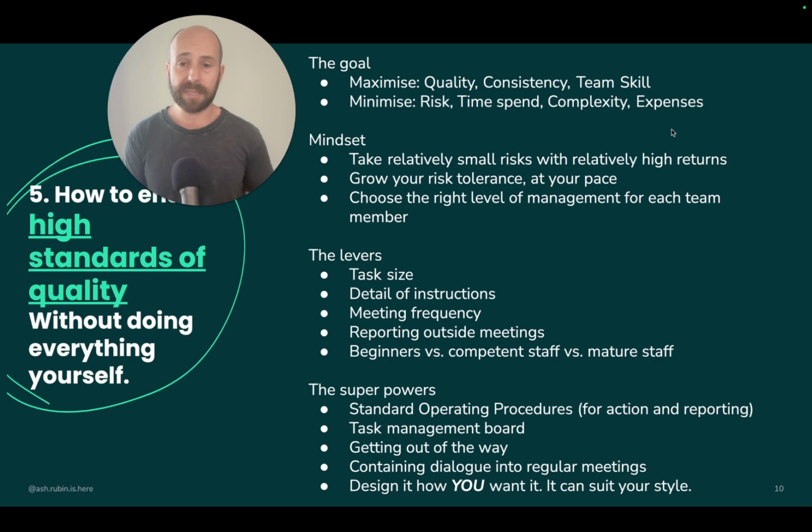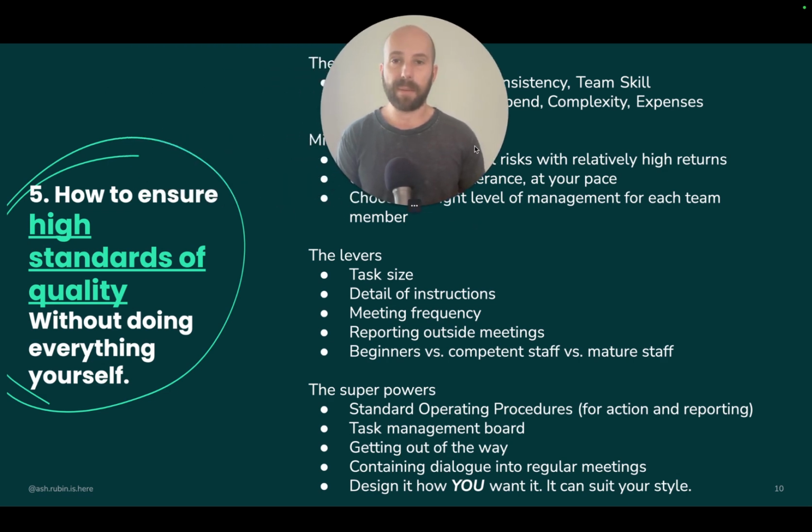The last mindset I want to share, and after this I'm going to get into practical stuff, is that you want to choose the right level of management for each team member. Management is how much oversight, how much action are you doing with your staff member? How much reporting are you getting? How much checking in are you doing? How much instructions are you giving? That kind of thing. It's really about thinking about what is the least amount of management that I can do to get the most out of this team member.